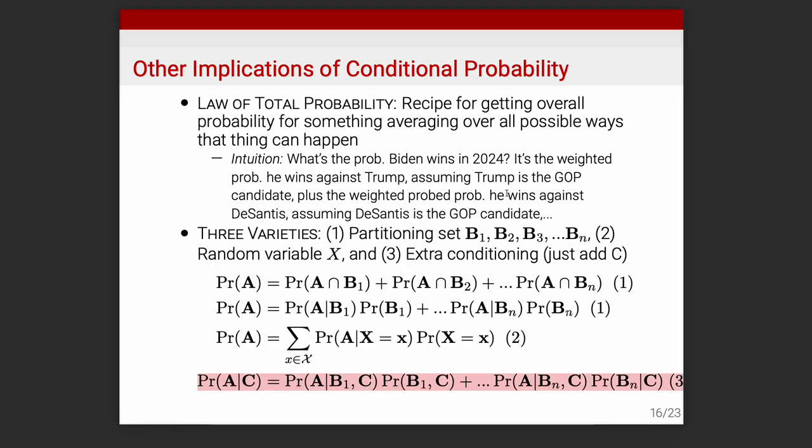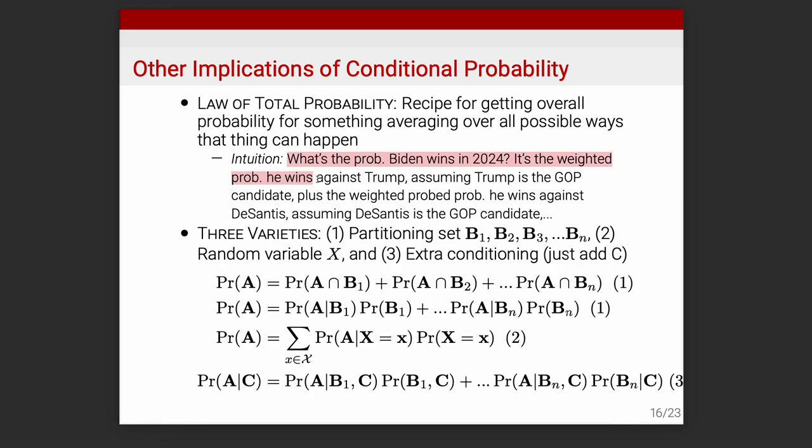We have about 8 minutes left. So this is just to reiterate, this is the law of total probability, and you can write it in many different ways. I've written 3 or 4 ways here, whether you're partitioning things or using other random variables or using an extra conditioning set. This is just different ways of saying the same thing.